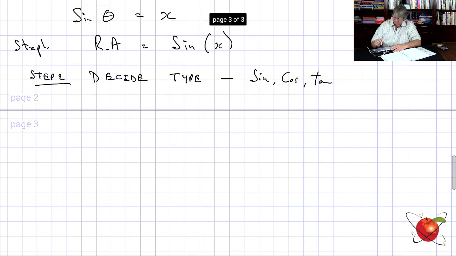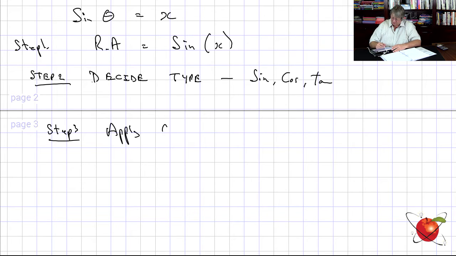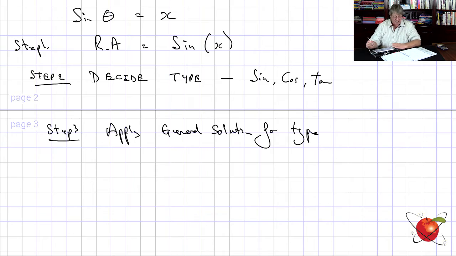Step three: apply general solution for type. Right, now what are the general solutions for the type? Here they are. Please write these things down. You know, it really is worth it, because you won't remember them. So we first of all need the general solutions for type.